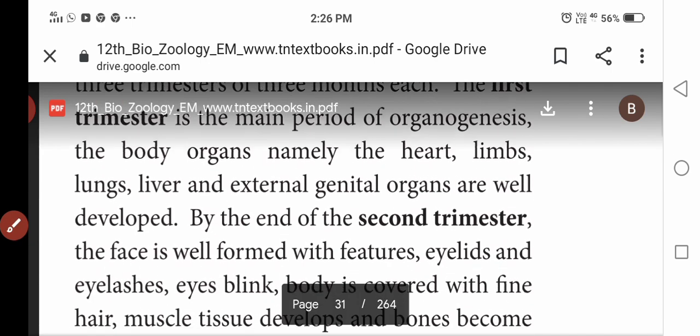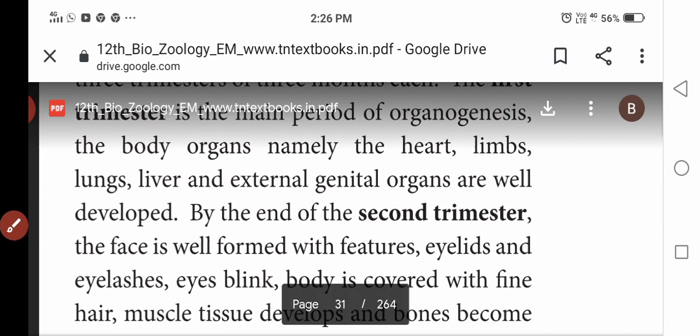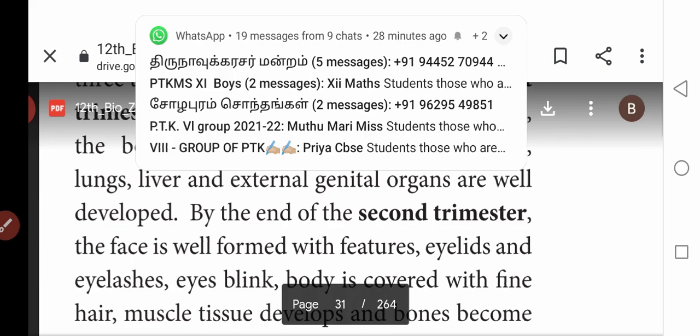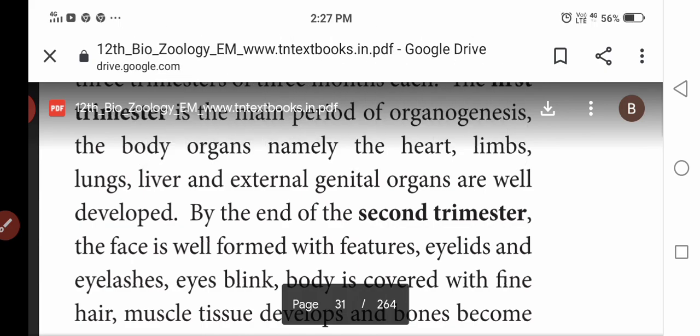First trimester. So the first trimester means organogenesis is formed. Organogenesis means the germ layers form the organs, tissues and blood vessels. Everything will be followed by this in the first 3 months. In the first 3 months, the heart, limbs, lungs, liver, and external genital organs, male or female, will be developed. In 3 months we have to find out, but they will not tell it because it is not legal. Okay, external genital organs are well developed.